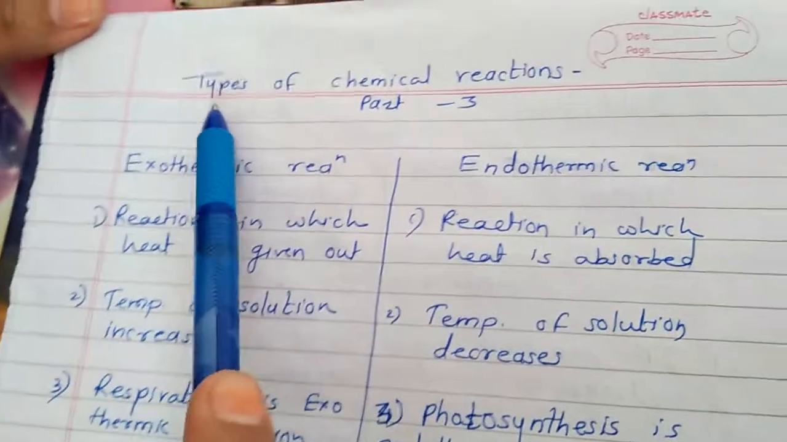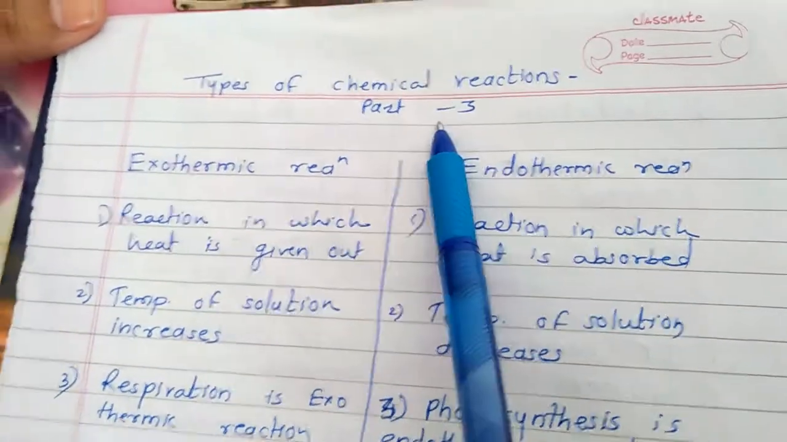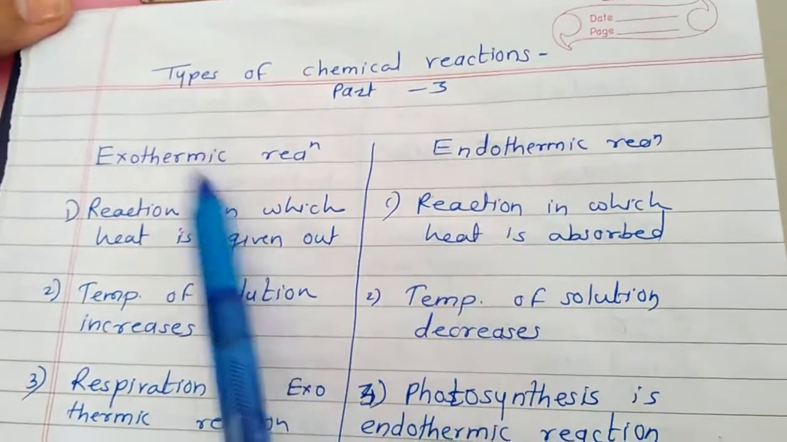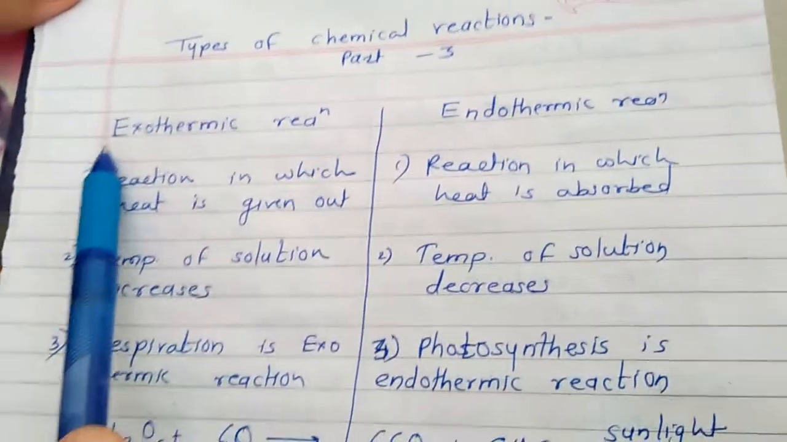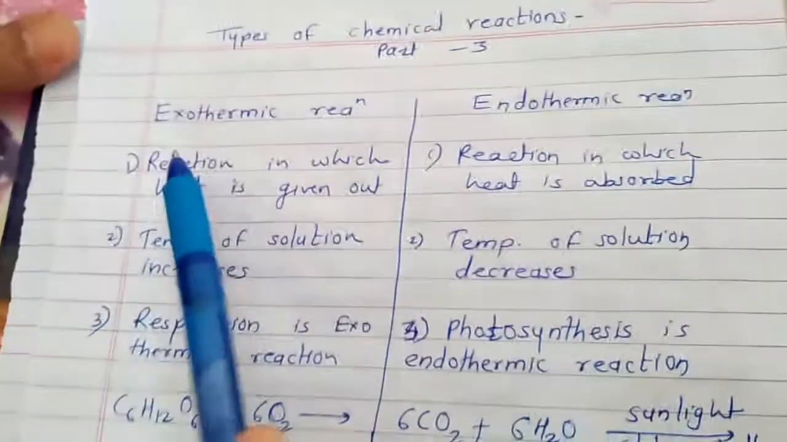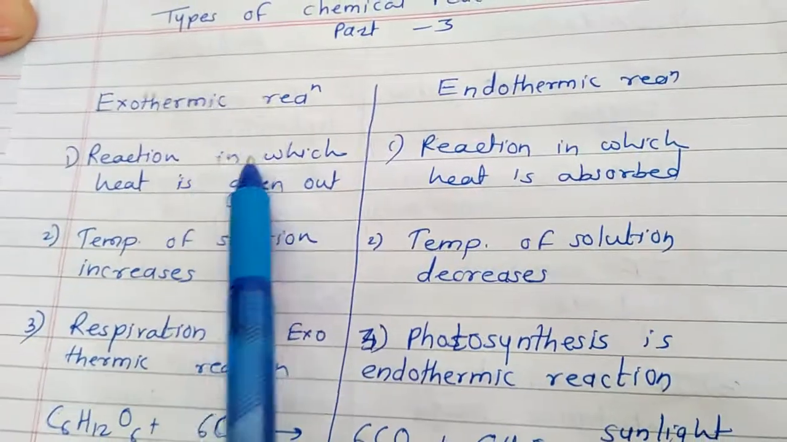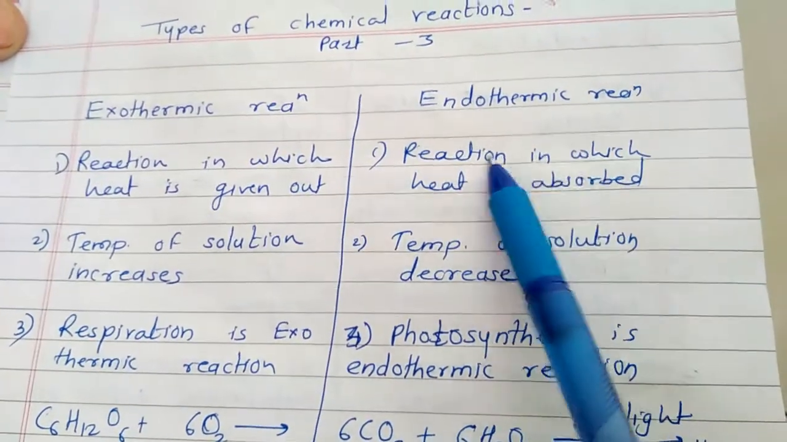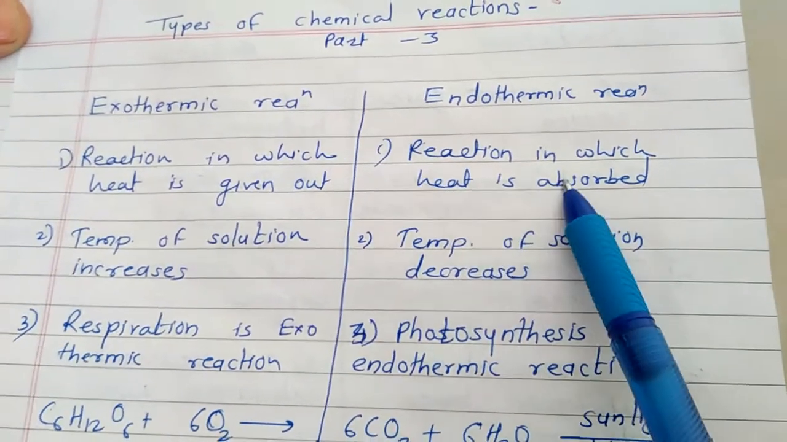Now we have to study types of chemical reaction part 3. The next types of chemical reaction are exothermic and endothermic. They are opposite reactions. Exo means to give out and endo means to absorb. So what is an exothermic reaction? A reaction in which heat is given out. And an endothermic reaction is the reaction in which heat is absorbed.